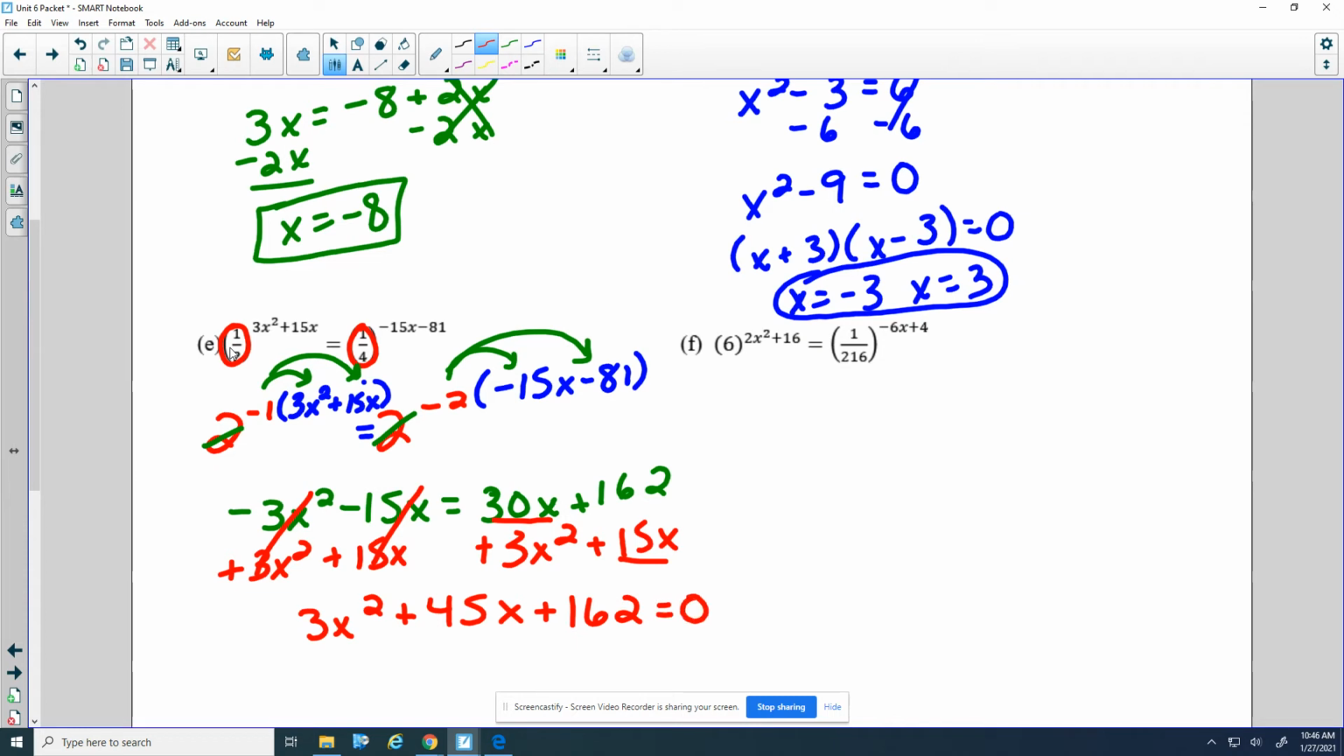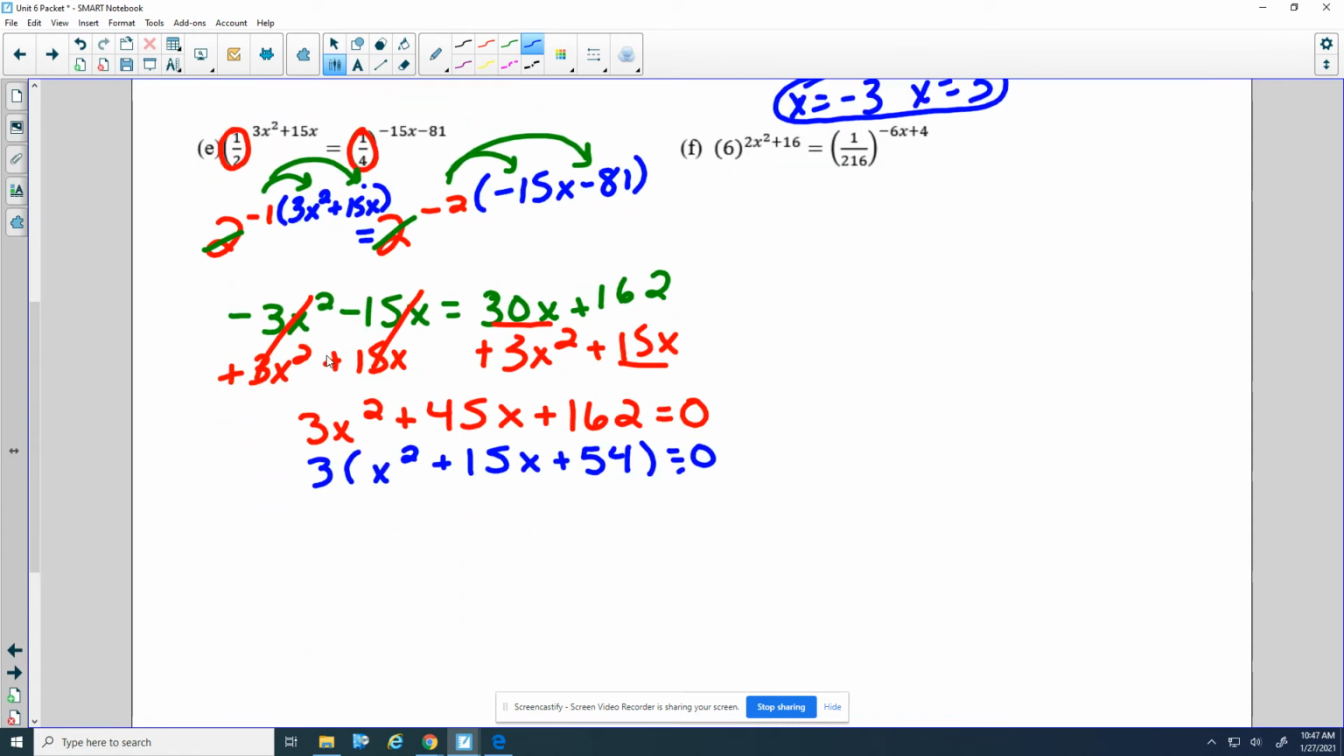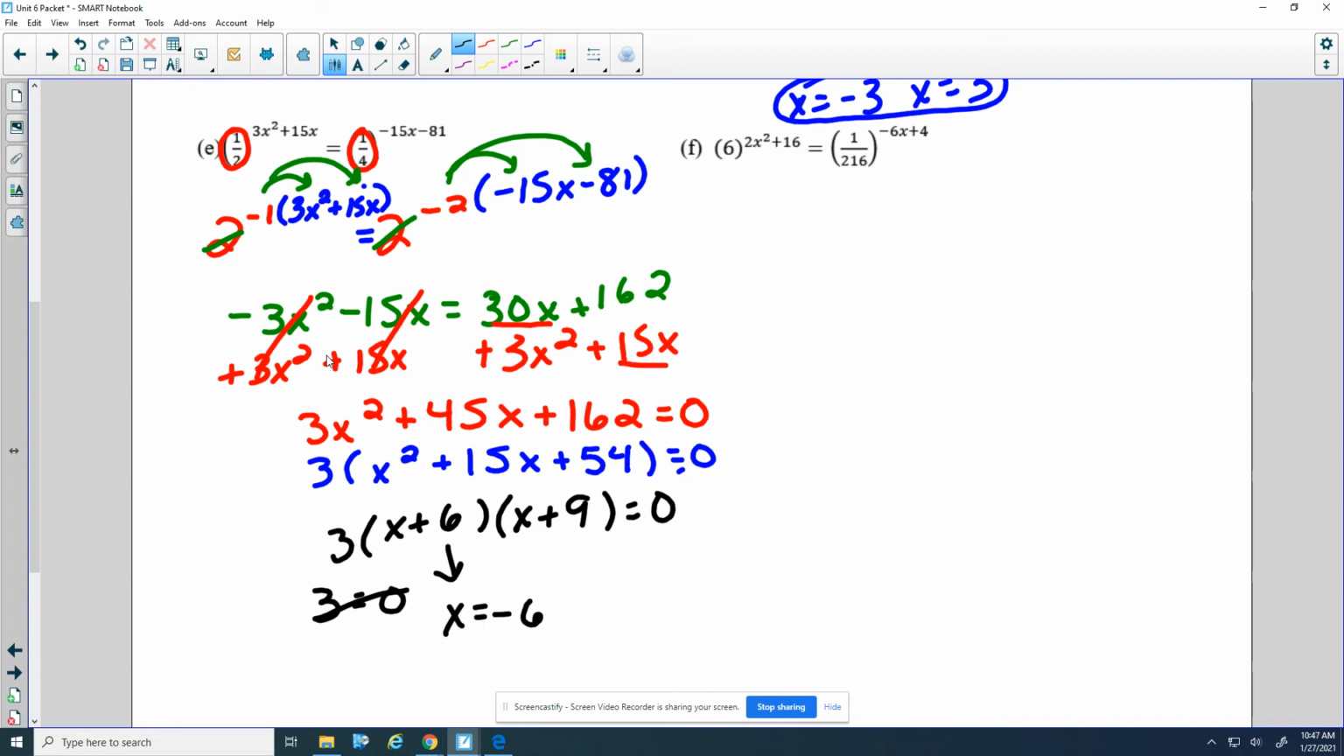Now, luckily, this would be kind of a beast to factor, but 3 is a GCF here. So I'm going to take a 3 out of this and have x squared plus 15x plus 54 equals 0. So let me just move this down a little bit so we'll have room to finish our factoring. So this is going to be 3, adds to 15, multiplies to 54, 6 and 9 work. So the 3 equals 0. Since there is no x, we can cross that out. Then this one is going to give me negative 6, and this one is going to give me negative 9.